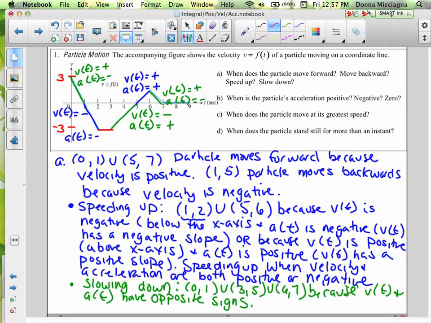From 2 to 3, a of t is 0. v of t is constant. If we believe that that's -3, which we'll say it is, I put a value on there so that was easier to interpret. So we have a constant velocity of -3. If your velocity is constant, your acceleration is 0.